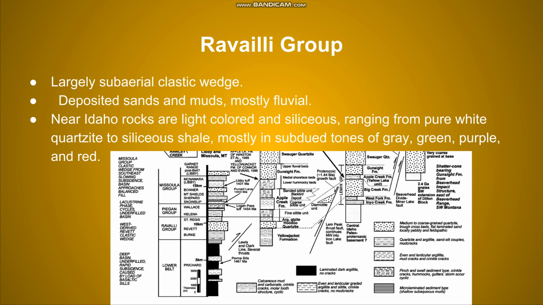The Ravalli group, a largely subaerial clastic wedge, deposited sands and muds, mostly fluvial. Near Idaho the rocks are light colored and siliceous, ranging from pure white quartzite to siliceous shale, mostly in subdued tones of gray, green, purple, and red.